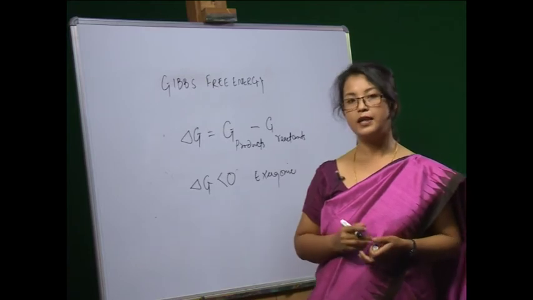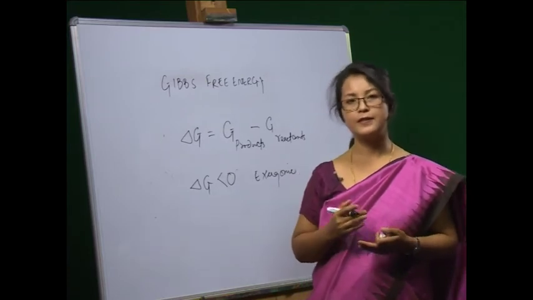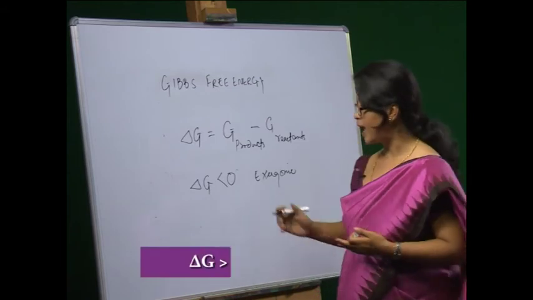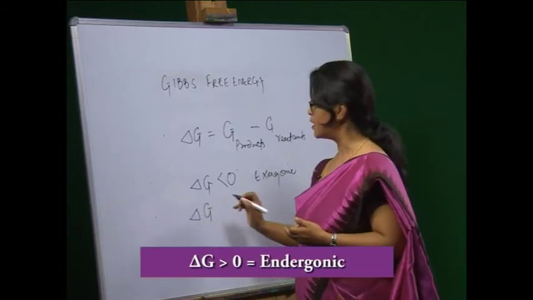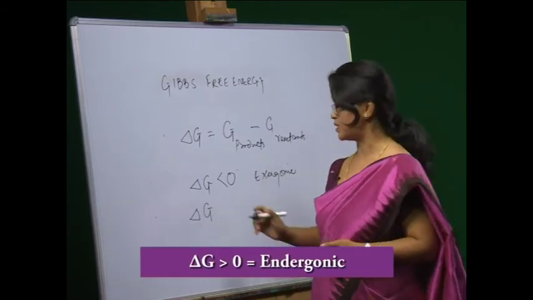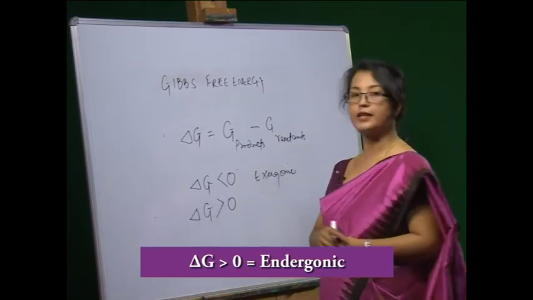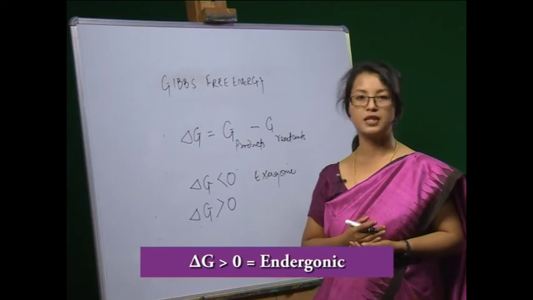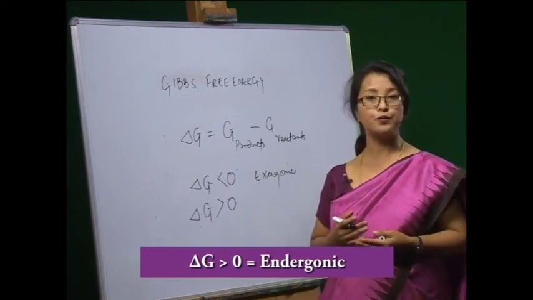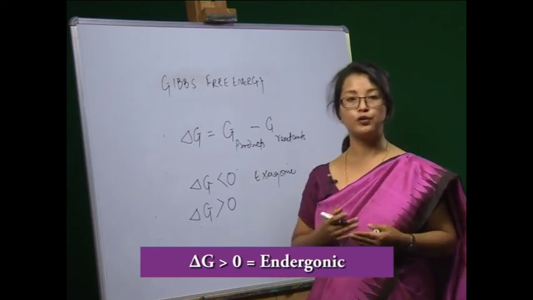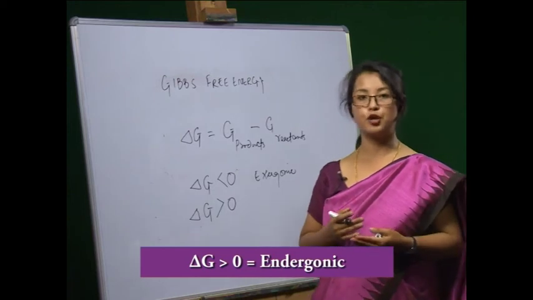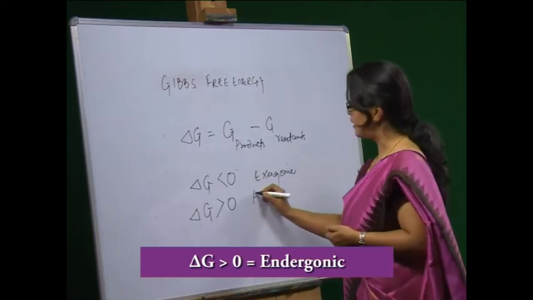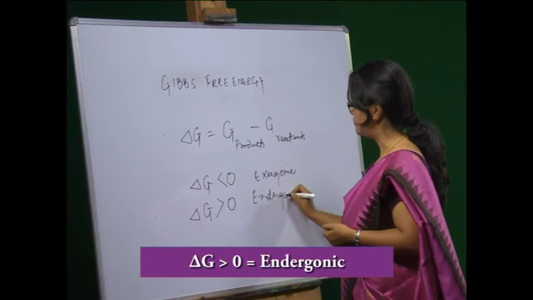Secondly, in endergonic reactions, the system gains free energy and the free energy change is positive, which is greater than 0. That is, the forward reaction will not occur spontaneously. Energy will have to be added to the system in order to force the reactants to become products. So this is an endergonic reaction.